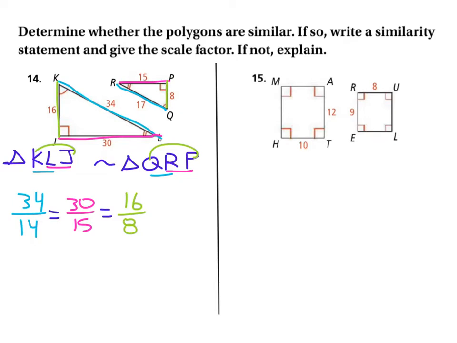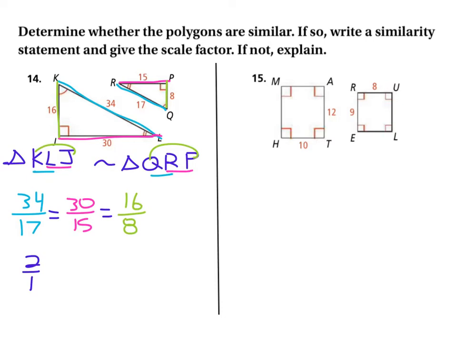And what do they all simplify to? Oh, actually, sorry, you may have caught this, that I wrote 34 and 14, and I should have written 17. My mistake. Sorry about that. That looks like that. That's better, because now what do we have as a scale factor? Well, these all simplify down to 2 over 1. They all simplify to 2 over 1, and that is the scale factor.